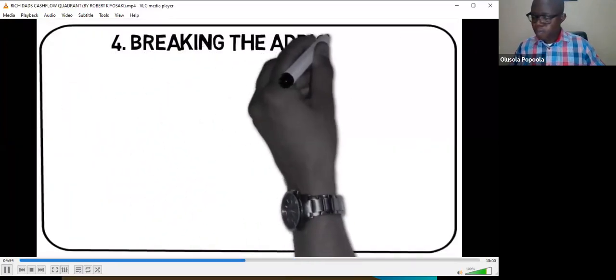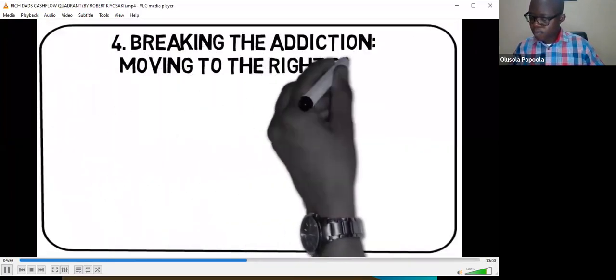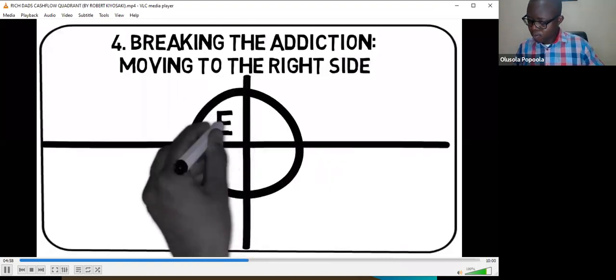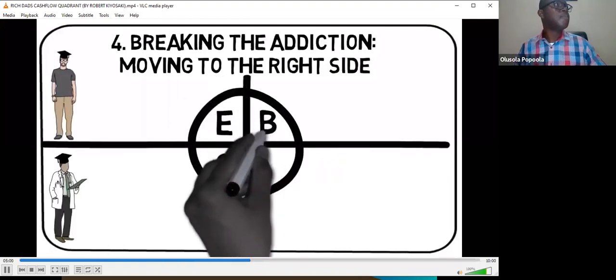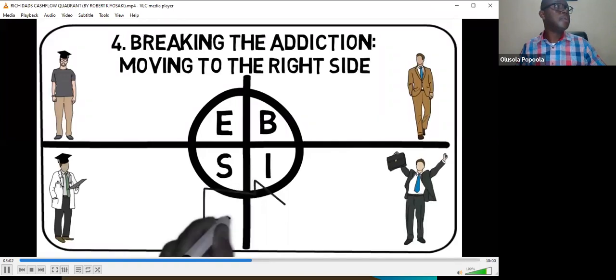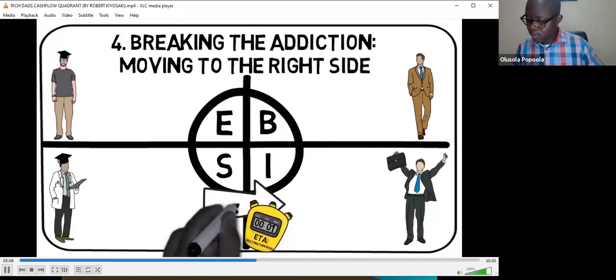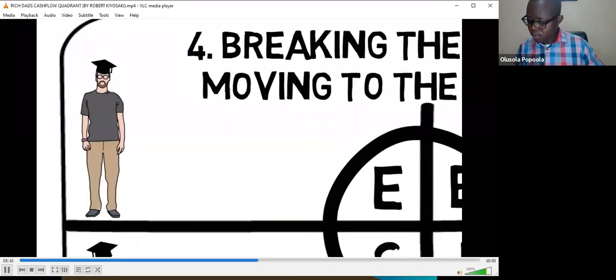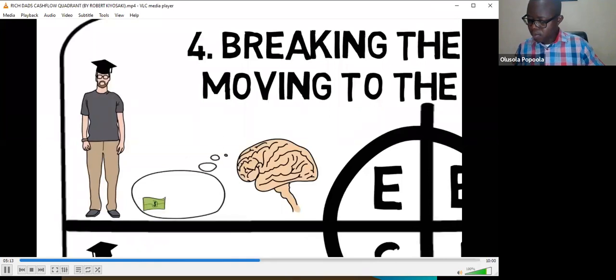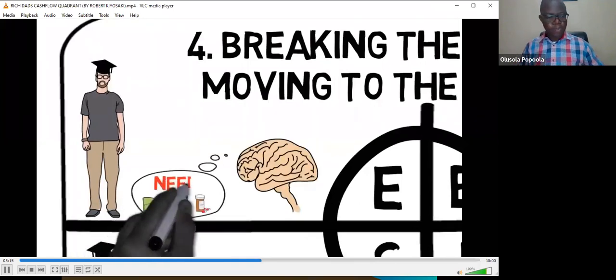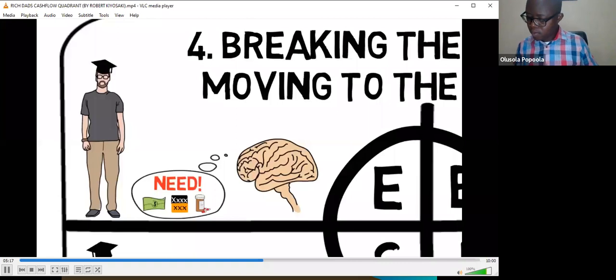Takeaway number 4. Breaking the addiction, moving to the right side. So, there are pros and cons with all the quadrants, but the right side is where financial freedom can be achieved the fastest. Therefore, we might ask ourselves, how can we move to this side? Money has an addictive power, much like sex or drugs. Therefore, when you earn money through a specific quadrant, you'll be addicted to that quadrant.